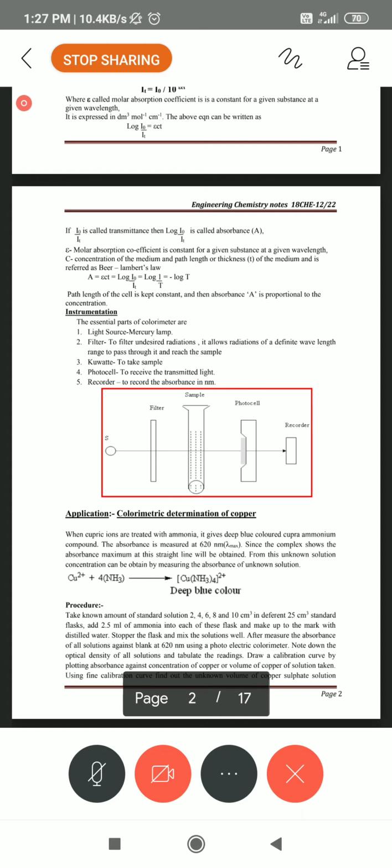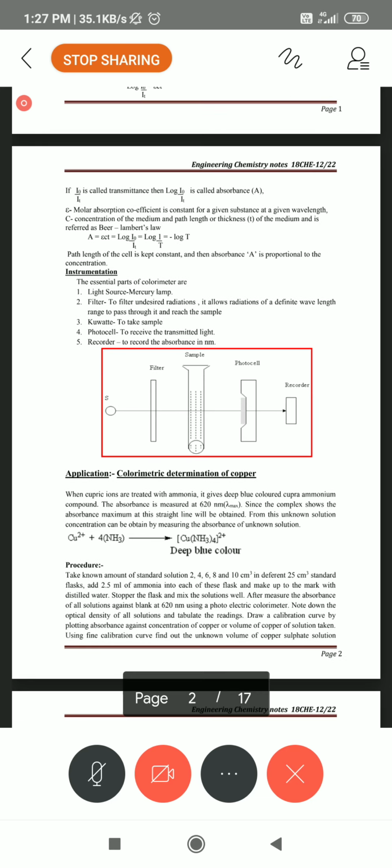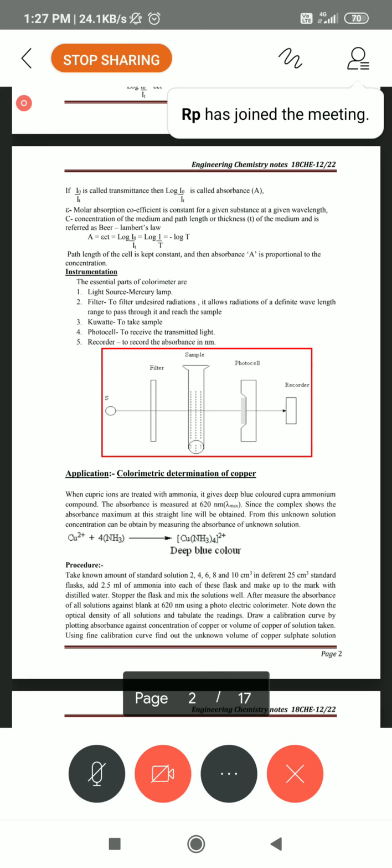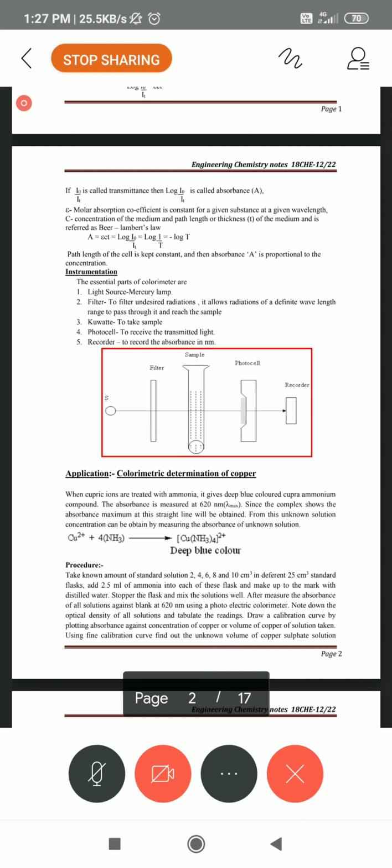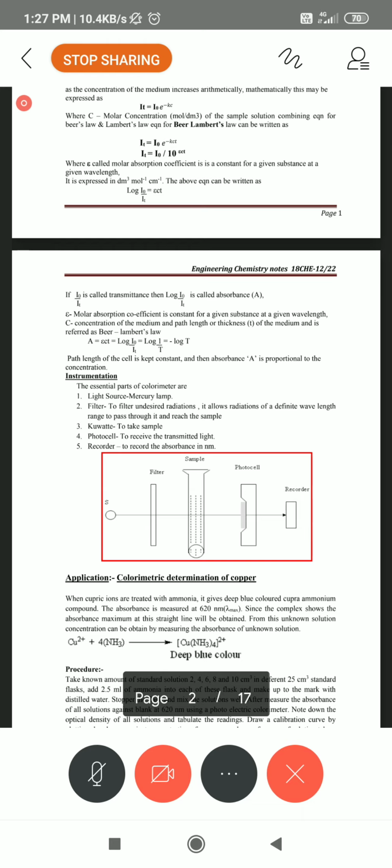This is the usual procedure: you take any sample in the cuvette, keep it in the space provided on the colorimeter, and note down its absorbance. We can plot the graph of absorbance against the volume of copper sulfate. When we plot the graph, we get a straight line, which we call a calibration curve.